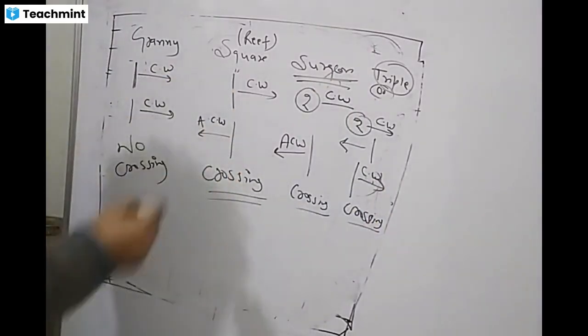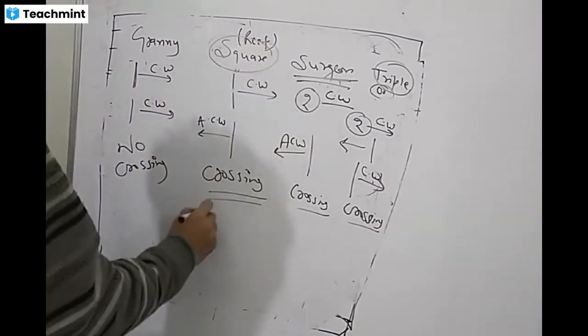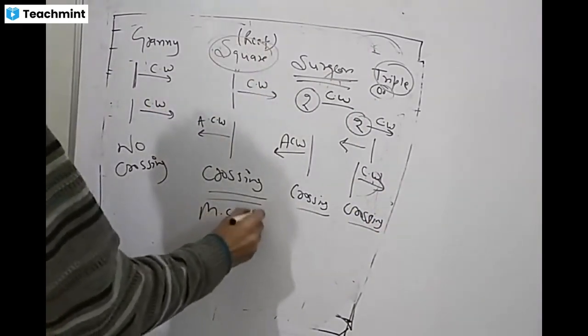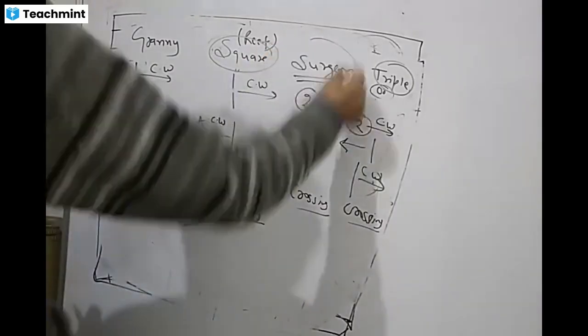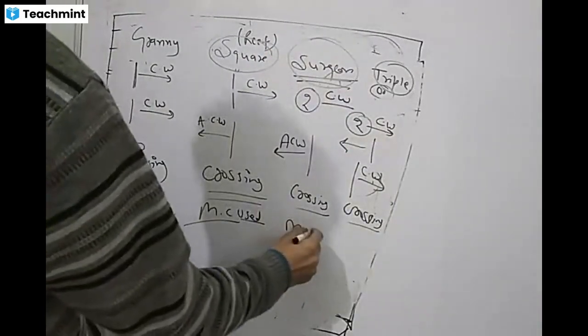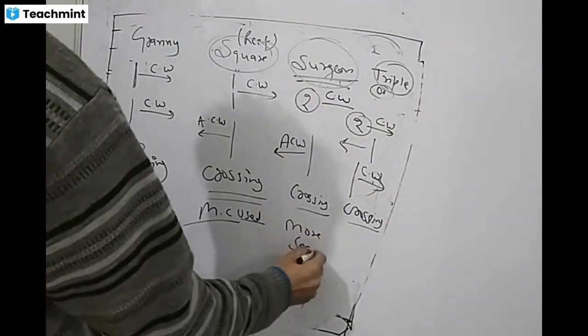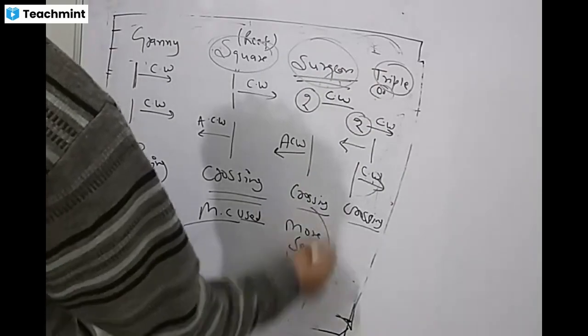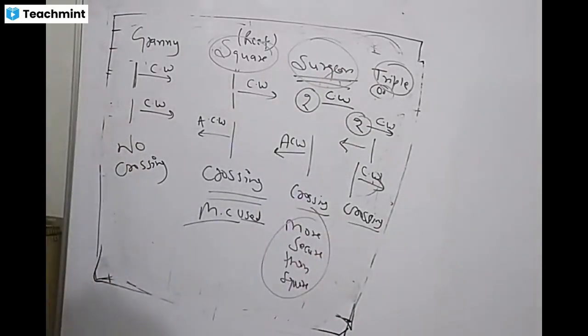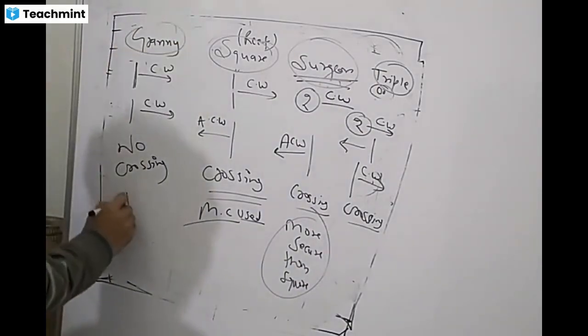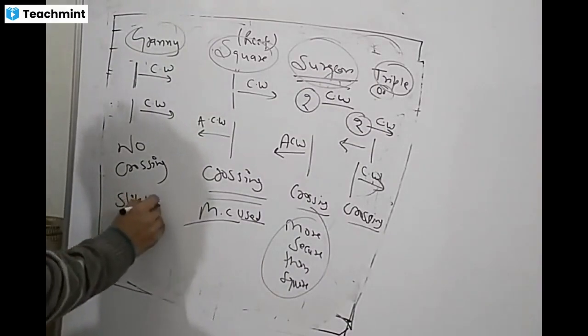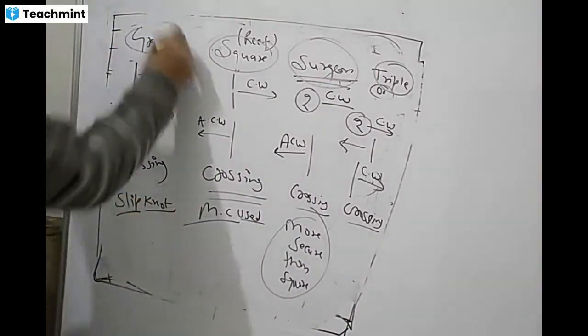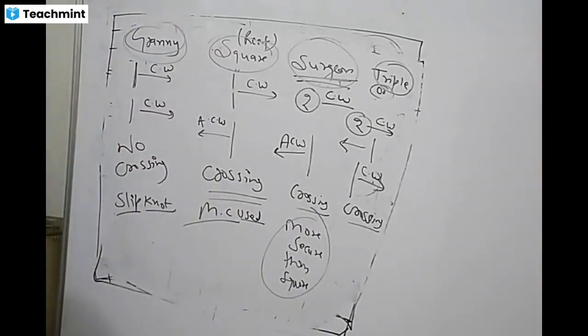So square knot is most commonly used. Surgeon's knot is more secure than square knot. And granny knot is called a slip knot, it easily slips. So this knot is not used in suturing patterns because it is slippery.